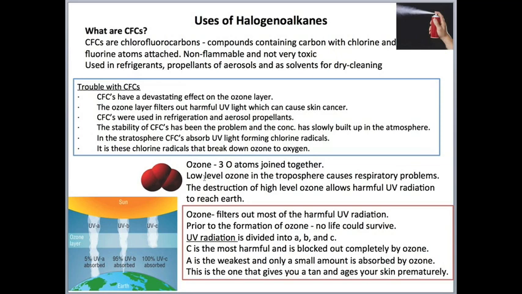UV radiation is divided into A, B, and C. C is the most harmful and is blocked out completely by ozone. A is the weakest, and only a small amount is absorbed by the ozone. And UV radiation A is the one that gives a tan and ages your skin prematurely.